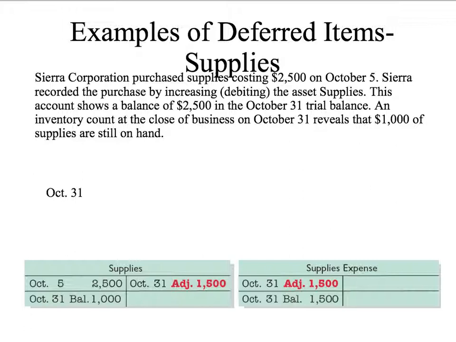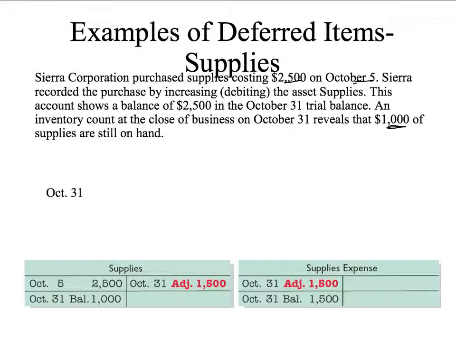Another is supplies. Suppose we purchase supplies costing $2,500 on October 5th, and we put them in the cupboard, and we debit the asset supplies, credit cash or accounts payable. This account at the end of October 31st still shows that we have a debit balance of $2,500. That is, the supplies are worth $2,500. But when we do an accounting of the inventory, we have only $1,000 left. So you see, obviously we've used up $1,500, but that's not recorded in my records.